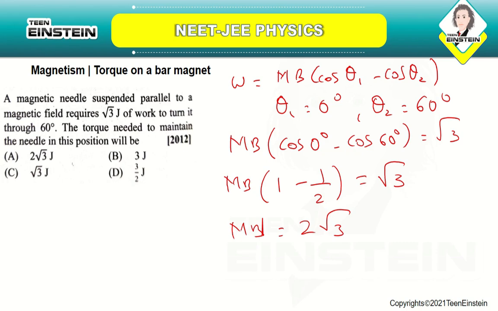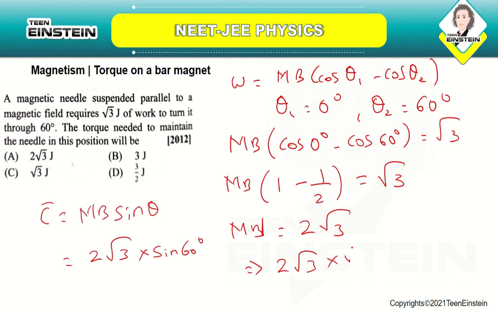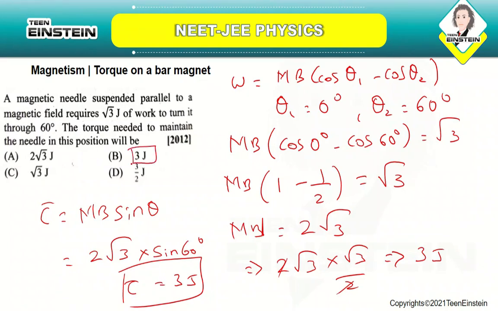Now, the torque needed to maintain the position of the needle will be equal to MB sin theta, which is equal to 2 root 3 into sin 60 degrees. If you just substitute the formula, 2 root 3 by 2 equals root 3... the 2 and 2 will get cancelled, and you will be getting 3 joules. So, the torque needed to maintain the needle in the particular position is 3 joules. So, the correct answer is option number B.